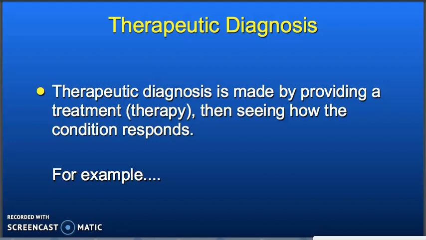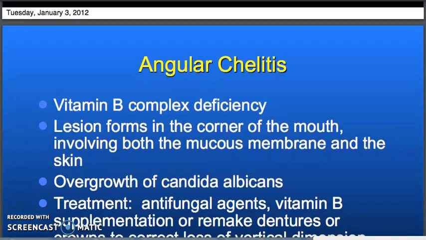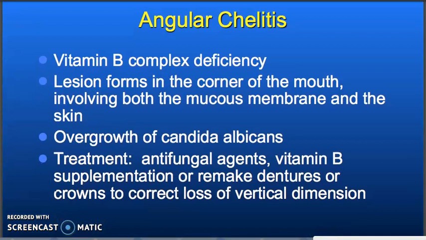Okay, let's talk about therapeutic diagnosis. The therapeutic diagnosis is made by providing a treatment therapy, then seeing how the condition responds. So for example, what type of condition would the dentist maybe use therapeutic diagnosis for? Well, here's one. It's called angular cheilitis. Some people pronounce it cheilitis. But either way you want to pronounce it, I think would be acceptable, but I'm going to use cheilitis since I believe that's the way it's used in your book.